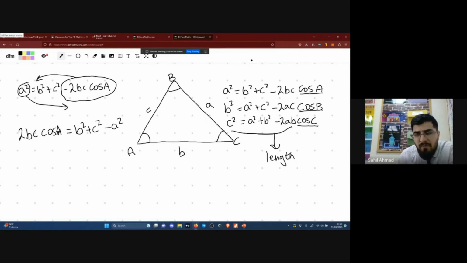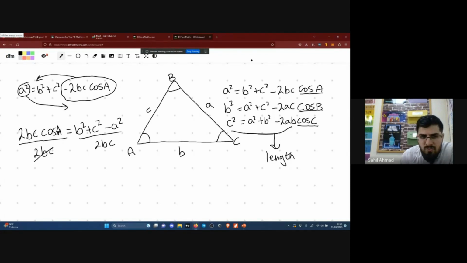Now this is still not in the form of just cos A on its own. We have the 2bc here. Now we know in algebra this is the same as saying 2bc times cos A. There's a hidden multiplication sign in here. The inverse of multiplication is division, which means we're going to have to divide both sides by 2bc. So 2bc on this side and 2bc on this side.